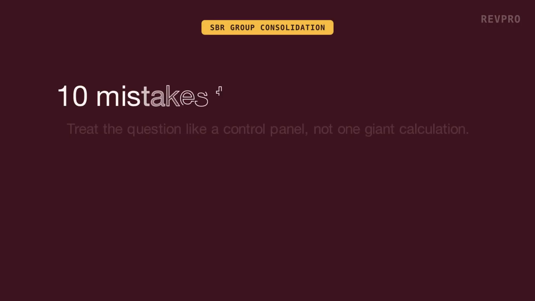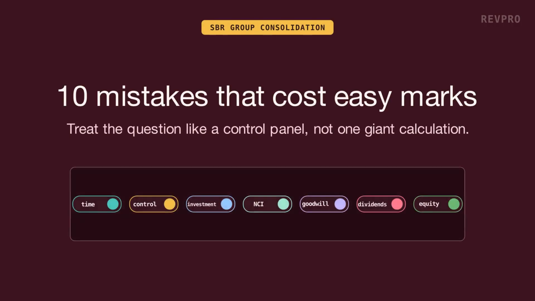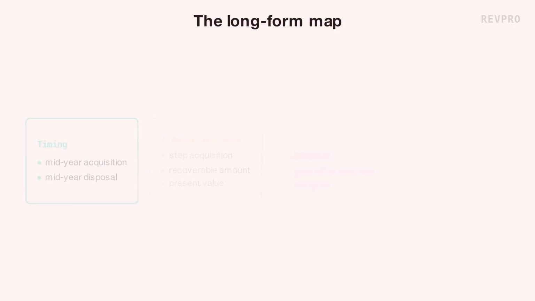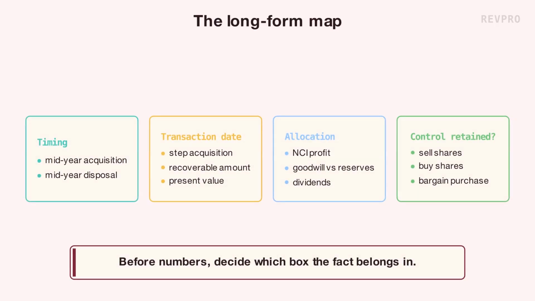In this lesson, we are going to slow group consolidation down. Not because it is easy, but because most mistakes happen when students rush. In SBR, a group question is not one giant calculation. It is a control panel. Before you calculate, you need to switch on the right checks.